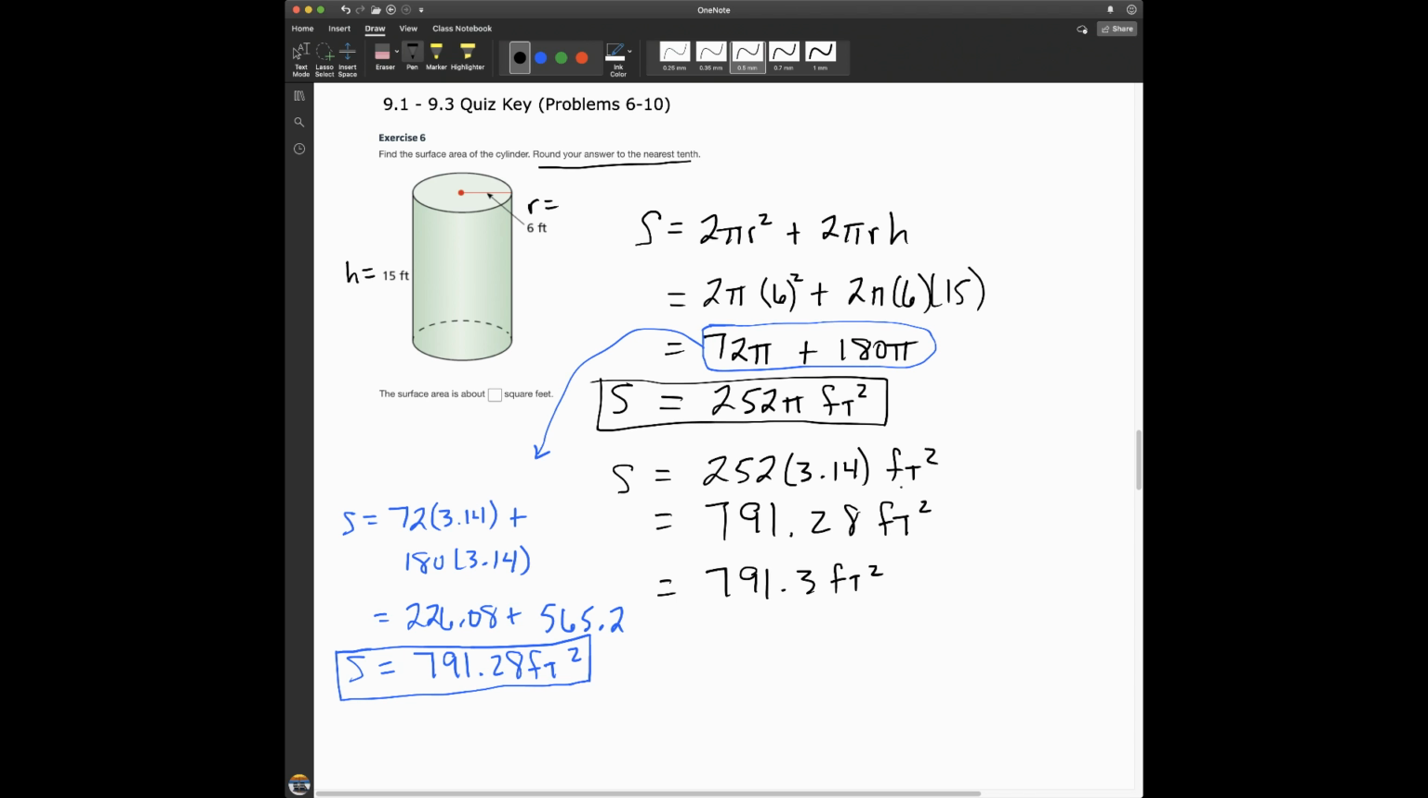I just started working through the rest of the answer key for the quiz. So this is problem 6. Notice what I've done. I wrote the formula down for surface area. I identified the radius and the height, and all I do is plug these numbers in.